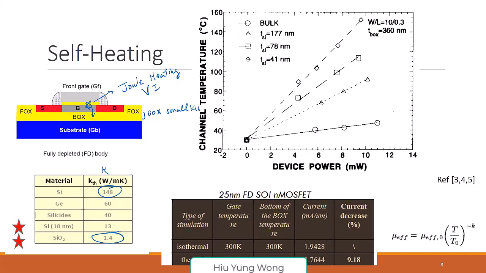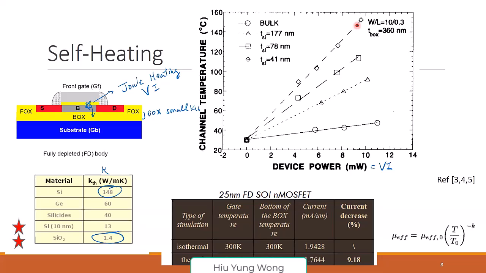Okay, so here shows the problem if you use SOI, right? So this is the bulk. When we try to increase the device power, which is VI or IV, then the temperature goes up. This is the channel temperature here, right? Wow. If you use SOI with very thin silicon, you see that it can go up by 100, go to 140 degrees C. Well, that's a lot of problem, right?